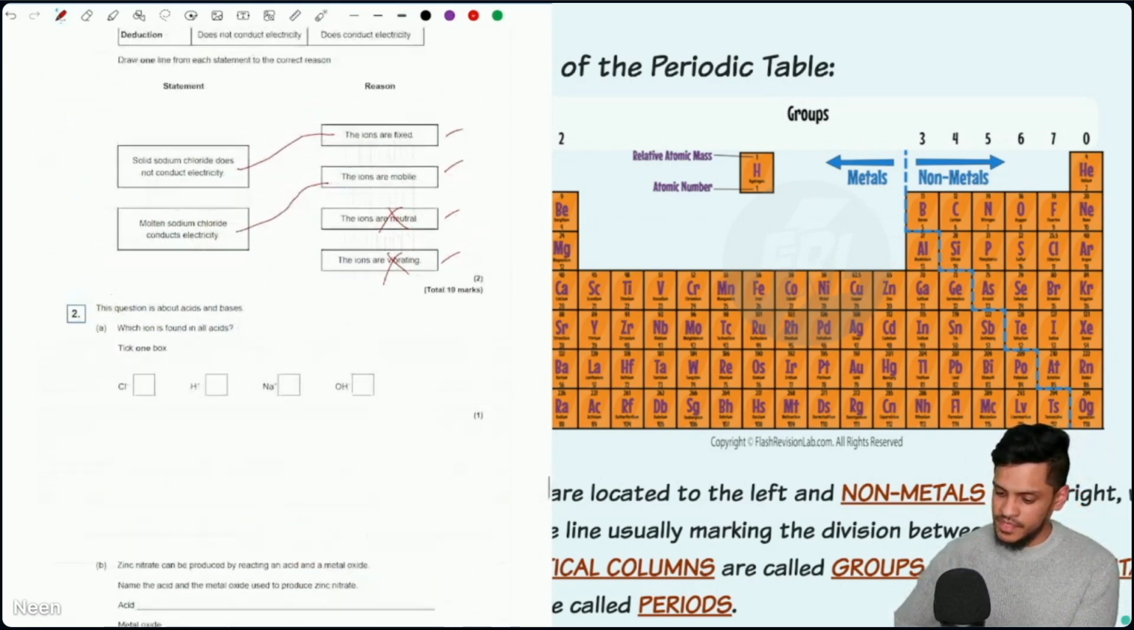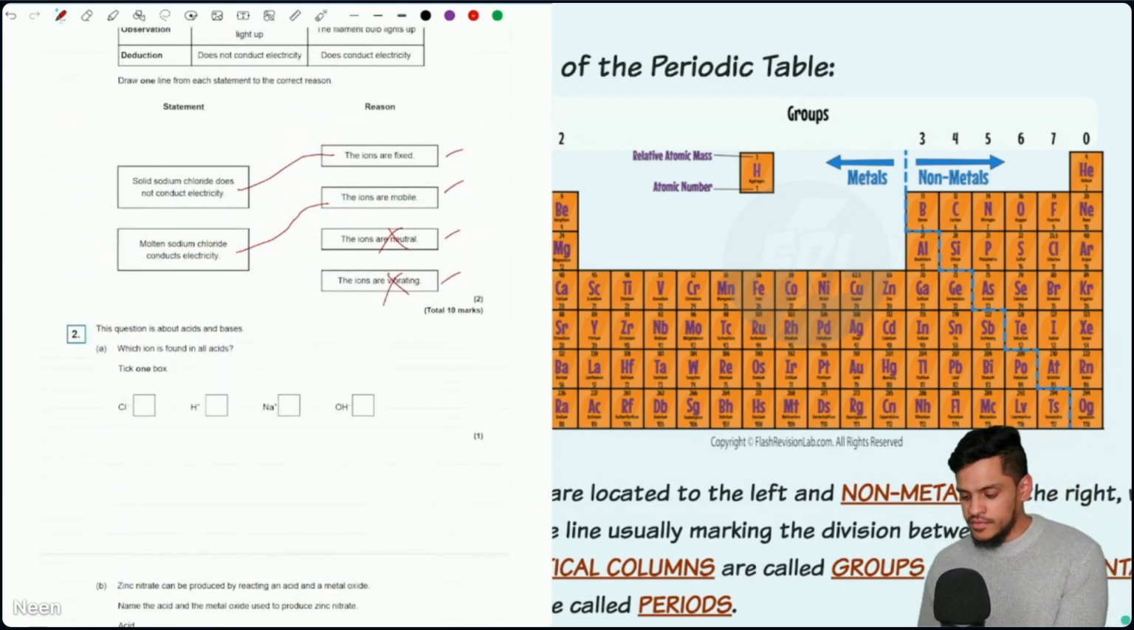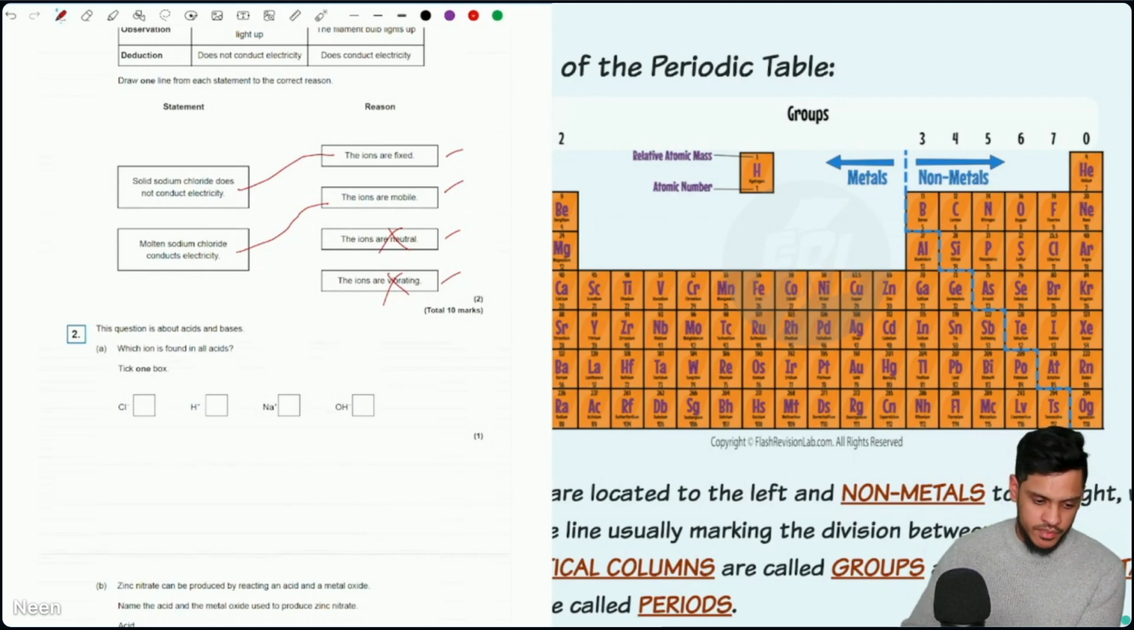Okay, next question. It's about acids and bases. Which ion is found in all acids? What do you guys think? Here's some examples of acids. We've got hydrochloric acid. We've got nitric acid. We've got sulfuric acid. What's common in all of these?